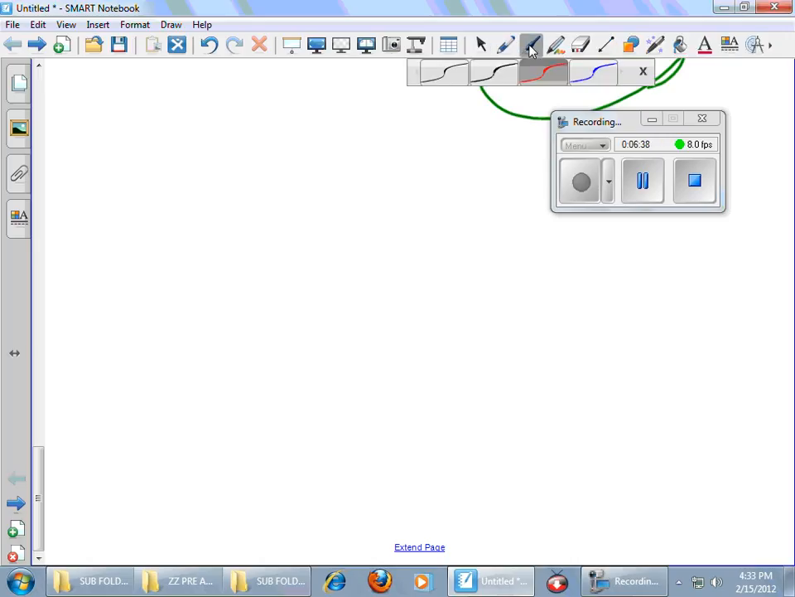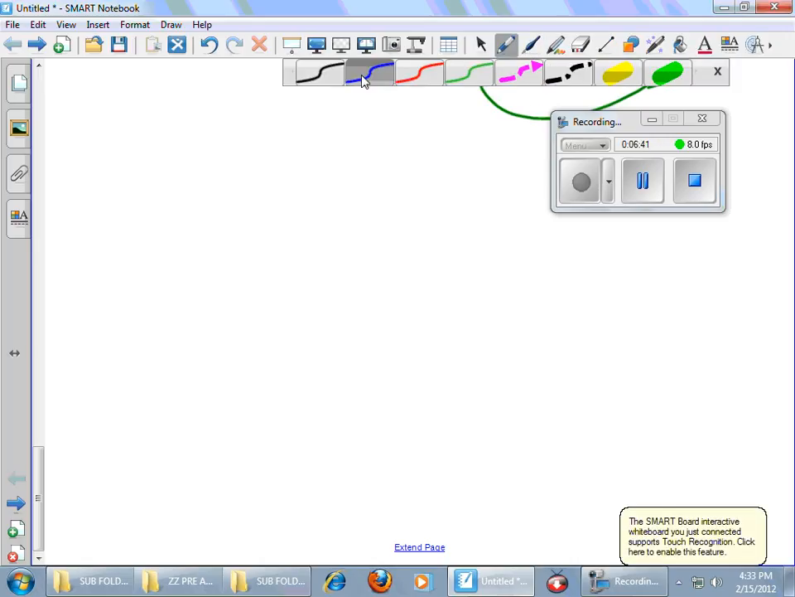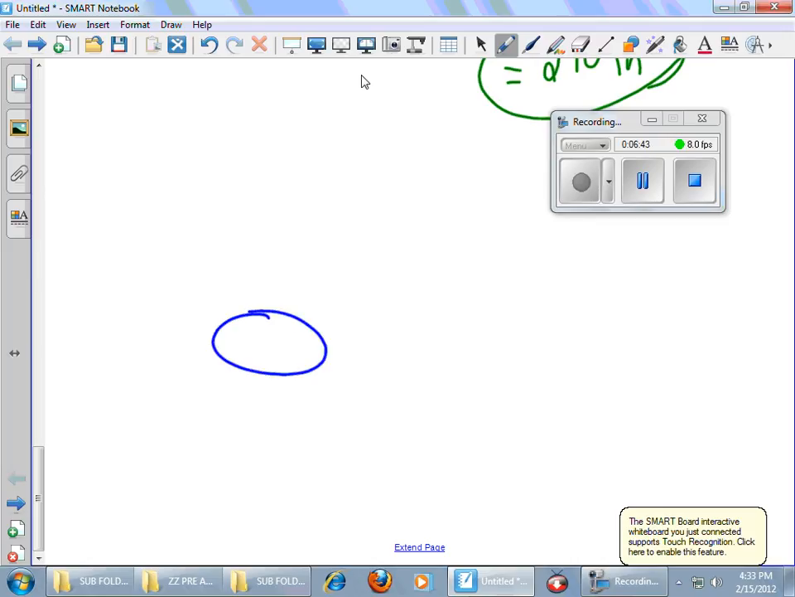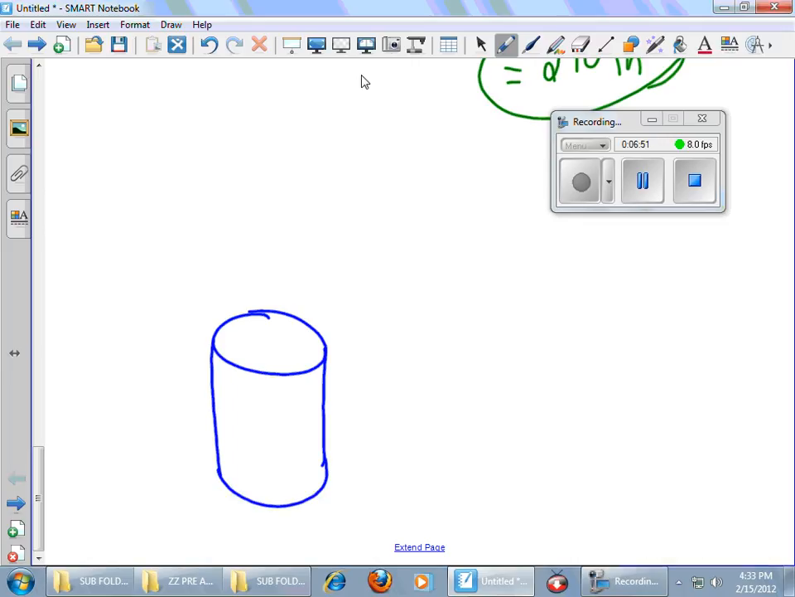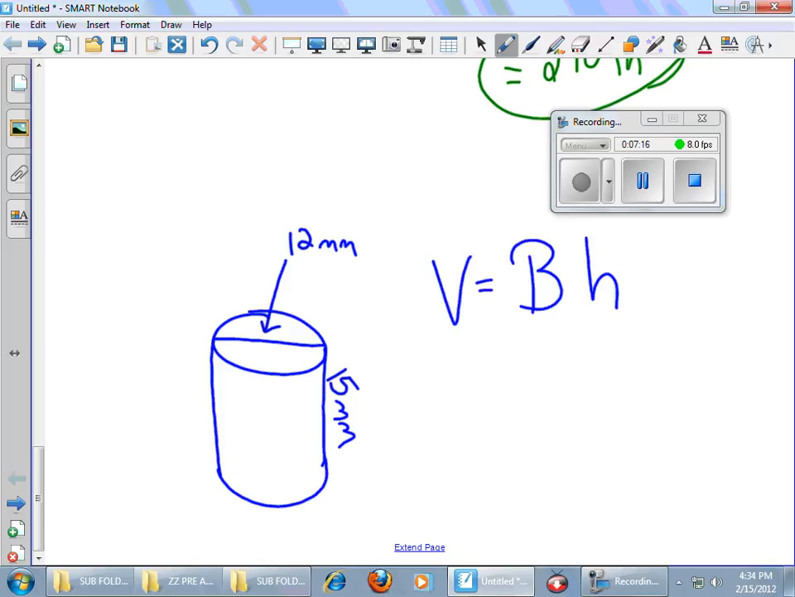Let's say this time I have a cylinder. All right. I want to draw a cylinder. I know that the side of the cylinder is 15 millimeters. I also know that the distance across the cylinder is going to be, let's make it 12 millimeters. To find the volume, to find out how much water would fit into that cylinder, I'm going to do the area of the base, and I'm going to multiply it by the height.